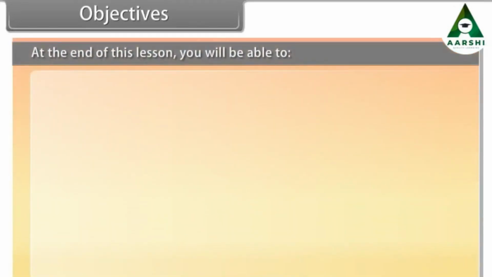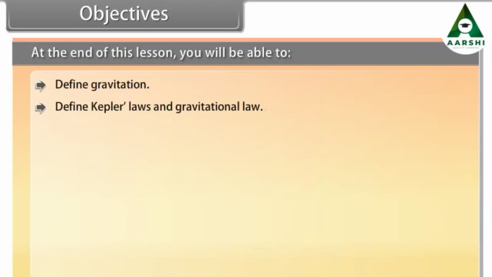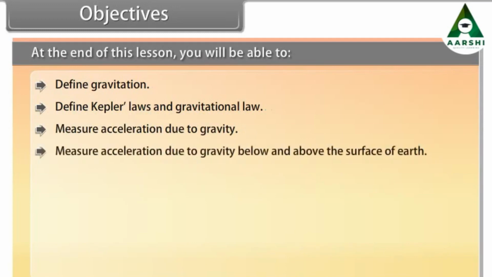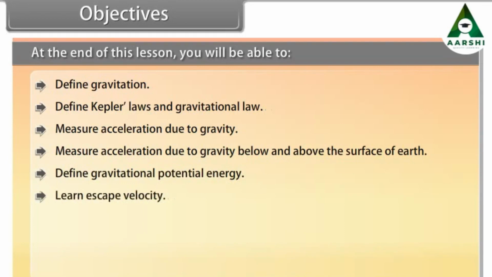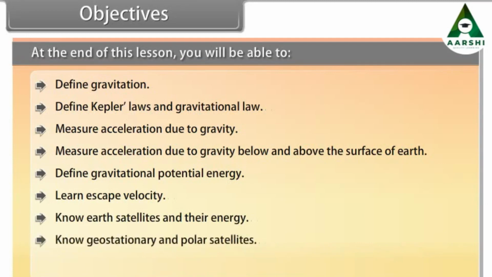At the end of this lesson, you will be able to define gravitation, define Kepler's laws and the gravitational law, measure acceleration due to gravity, measure acceleration due to gravity below and above the surface of Earth, define gravitational potential energy, learn escape velocity, know Earth satellites and their energy, know geostationary and polar satellites, and define weightlessness.